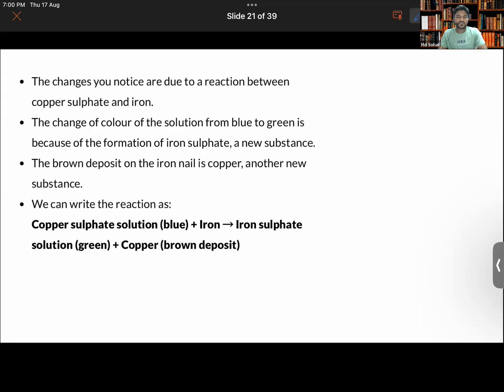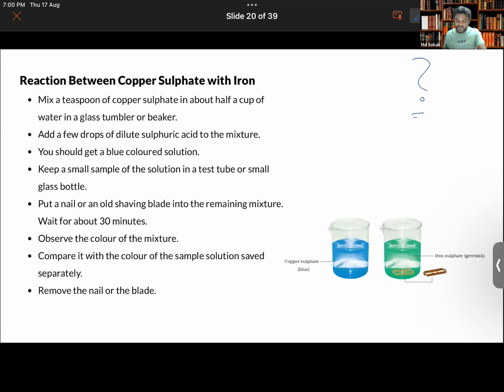Because earlier we added sulfuric acid. No, earlier the color of the solution was blue. As we can see here, it is blue, right? But now it is green. It is green because a reaction has taken place.